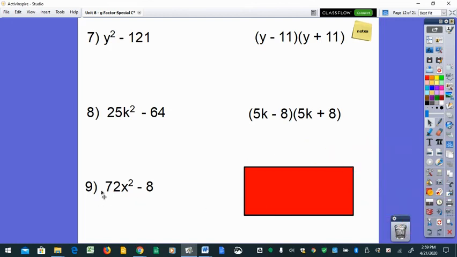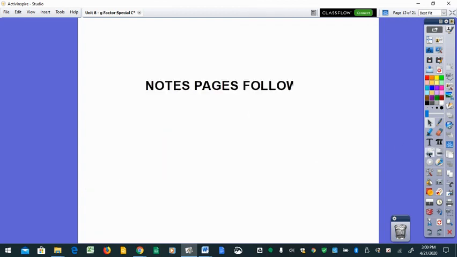Ooh, not a difference of two squares. But wait a minute, there is a GCF. These are both divisible by 8. When I take that 8 out, whoops, let's pull this out over here. When I take that 8 out, I'm left with 9x squared minus 1. Difference of two squares. This is 3x squared. That's 1 squared. 1 with a minus, 1 with a plus. And if I'm not mistaken, we are done.